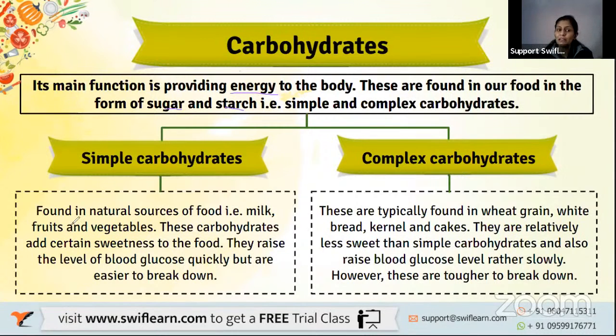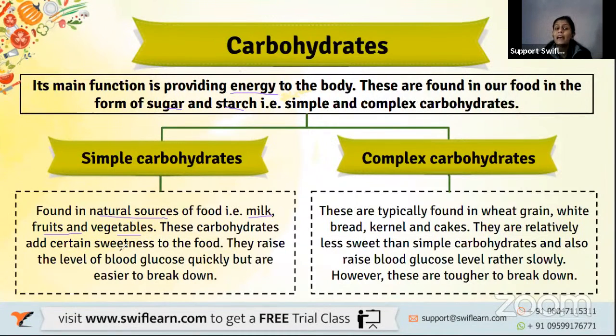So what are simple carbohydrates? They are found in natural sources of food, that is milk, fruits and vegetables. Now you'll say milk is a source of protein, that is there. But there is some kind of energy also in milk that we are getting in the form of carbohydrates. So carbohydrates are somehow present in milk. So it is found in the natural sources of food like milk, fruit and vegetables.